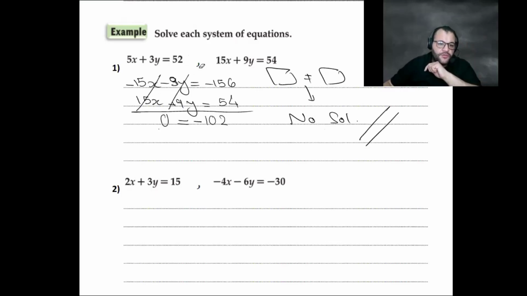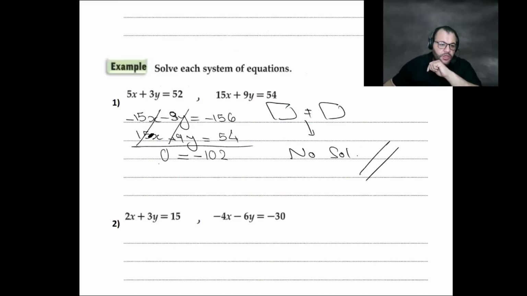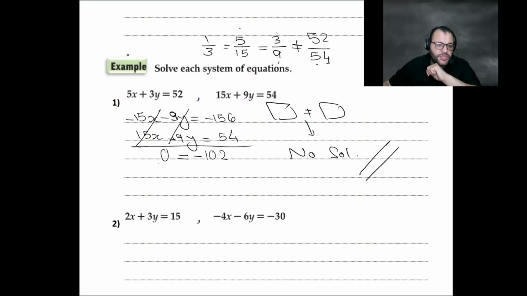And if you remember the formula that we said, look at A1 and A2. A1 over A2, which is 5 over 15. B1 over B2, which is 3 over 9. You will find that they are equal, because in the simplest form it will be 1 over 3. But you will find that they are not equal to C1 over C2, 52 over 54. So A1 over A2 equals B1 over B2, not equal to C1 over C2. It means the two lines are parallel. Because they are parallel, there is no solution.